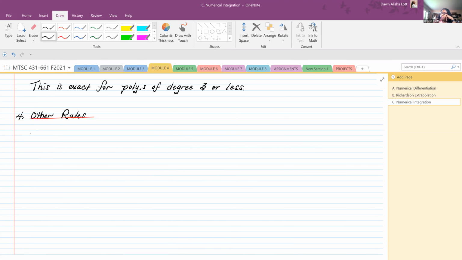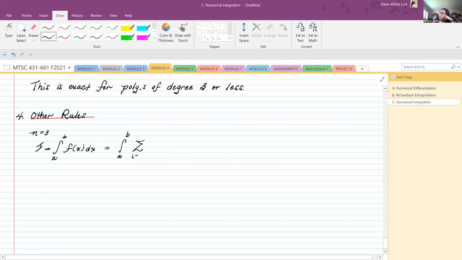Okay, so suppose n is equal to 3. Now I have I is equal to the integral from a to b, f of x dx. And this is the integral from a to b of the sum i equals 0 to n of f of xi times the weights wi. We can even just start off with the first one being w naught.